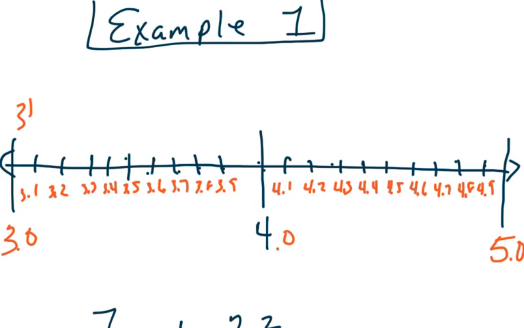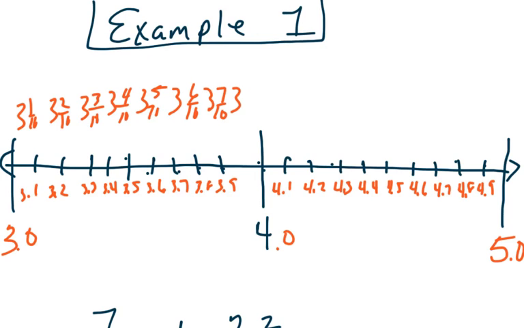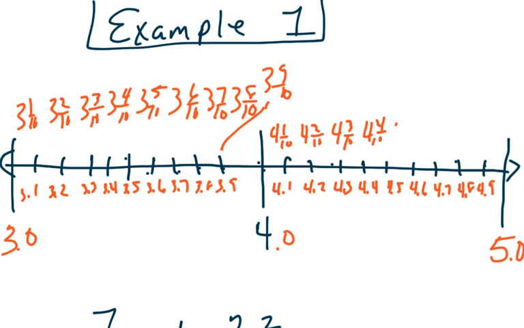Opposite side, 3 and 1 tenth, 3 and 2 tenths, 3 and 3 tenths, 3 and 4 tenths, 3 and 5 tenths, 3 and 6 tenths, 3 and 7 tenths, 3 and 8 tenths, and right over here, 3 and 9 tenths. 4 and 1 tenth, 4 and 2 tenths, 4 and 3 tenths, 4 and 4 tenths, 4 and 5 tenths, 4 and 6 tenths, 4 and 7 tenths, 4 and 8 tenths, and 4 and 9 tenths.